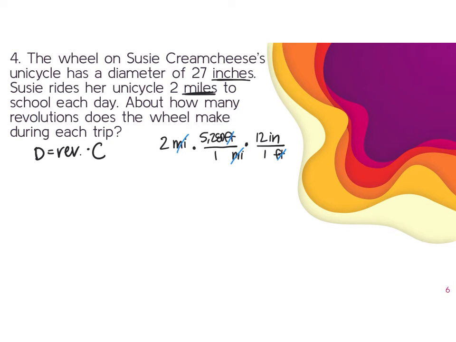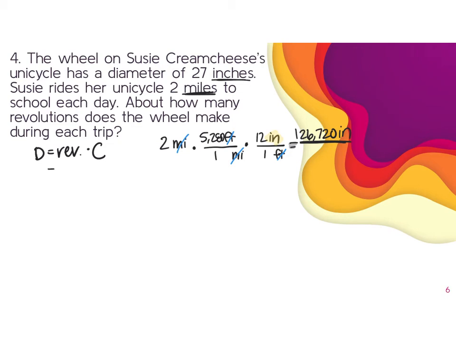Since we are now left with just inches, we can go ahead and multiply our numerators to get 126,720 inches. And 1 times 1 is 1, so this is our final answer. 126,720 inches is how far she has to travel every day.